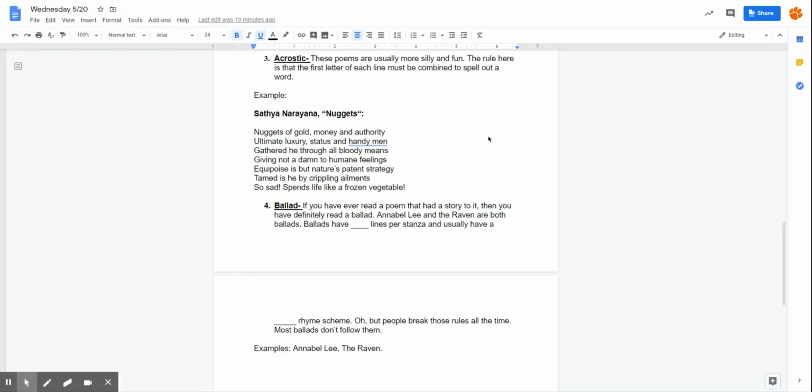This poem is called Nuggets. Nuggets of gold, money and authority, ultimate luxury, status, and handymen. Gathered he through all bloody means, giving not a damn to humane feelings. Equipoise is but nature's patent strategy. Tamed is he by crippling ailments. So sad, spends life like a frozen vegetable.